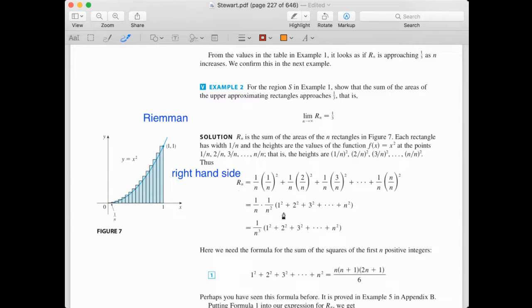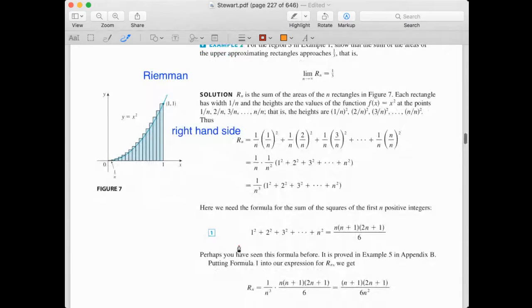So 1 over n is a common factor. Then each one has 1 over n squared, so we factor out 1 over n cubed. We are left with the numerators, 1 squared plus 2 squared plus 3 squared up to n squared. If you remember, this has a formula. The sum of squares of consecutive counting numbers 1, 2, 3, up to n is 1 over 6 times n times n plus 1 times 2n plus 1.